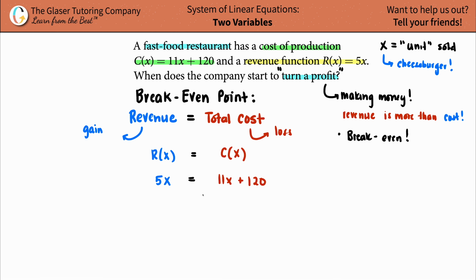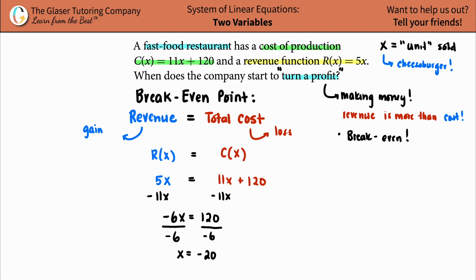We minus 11x on both sides. We got to get the x's by itself. So this is going to be, what, negative 6? Negative 6x equals 120. And we start seeing something crazy, because if we divide by negative 6, x is going to be, what is this? Negative 20.